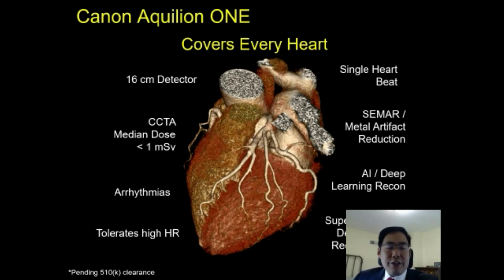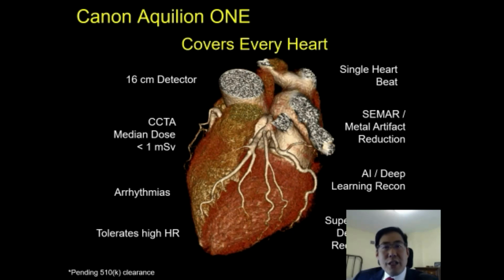With a wide area detector up to 16 centimeters, we're able to image within one heartbeat, which really minimizes any of the stair-step or misalignment artifacts. We're able to scan patients with higher heart rates and with arrhythmia such as atrial fibrillation. And we're able to do this safely with very low amounts of radiation, a median dose of less than 1 millisievert.